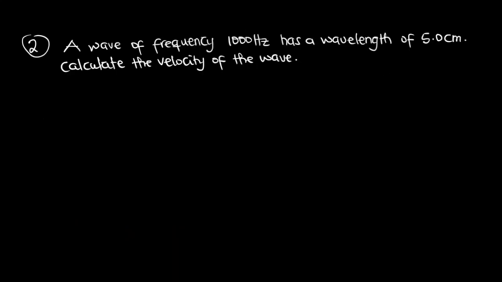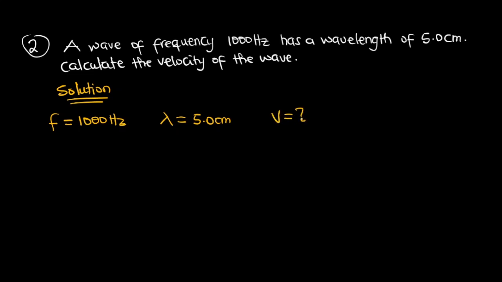All right, so let's have a look at another question. Question number 2. A wave of frequency 1000 hertz has a wavelength of 5 centimeters. We are to calculate the velocity of the wave. This is also very simple. So we write down our solution. As always, the first thing I will do is to write down the parameters that I have and then what I am asked to find. So we're told that the wave has a frequency f equal to 1000 hertz and a wavelength of 5 centimeters. We have to calculate the velocity, which we do not know.